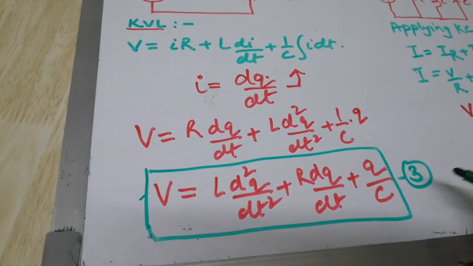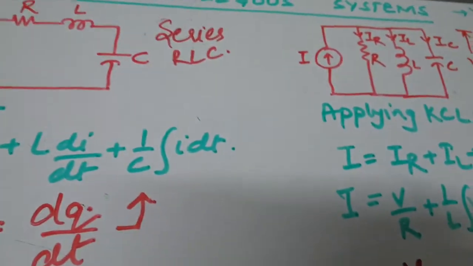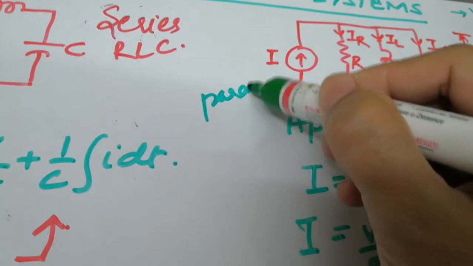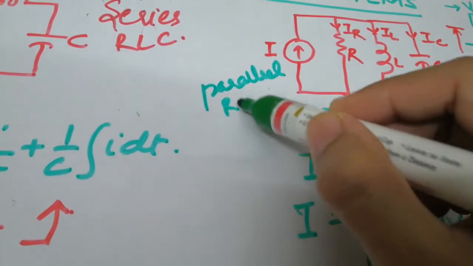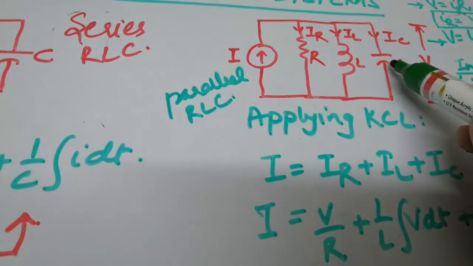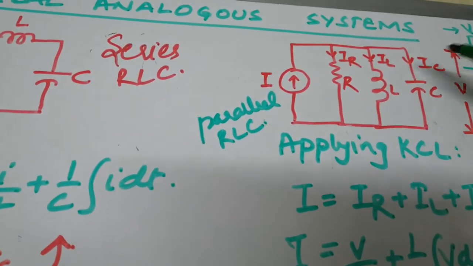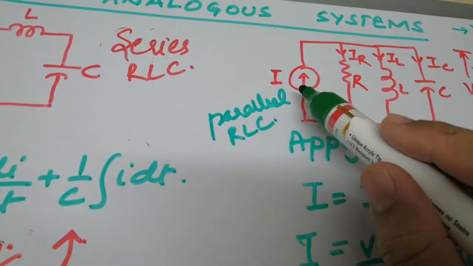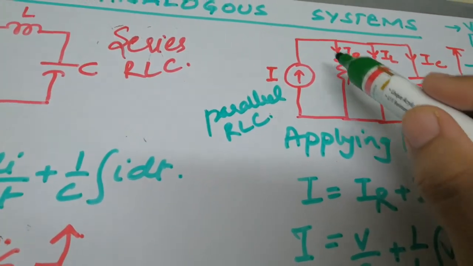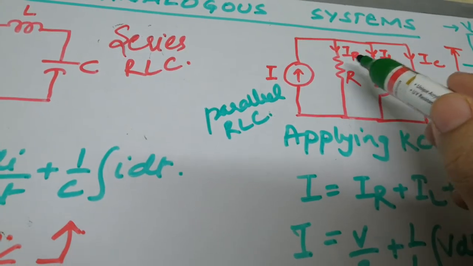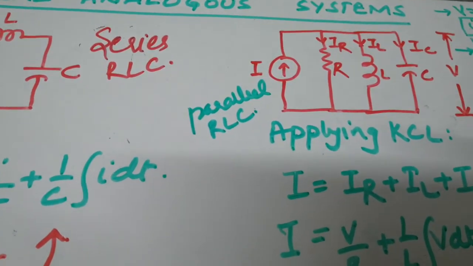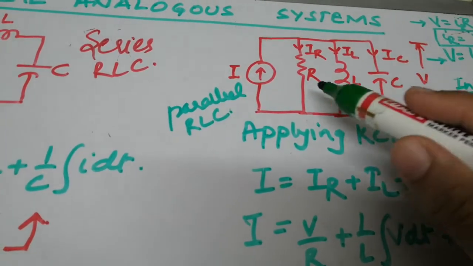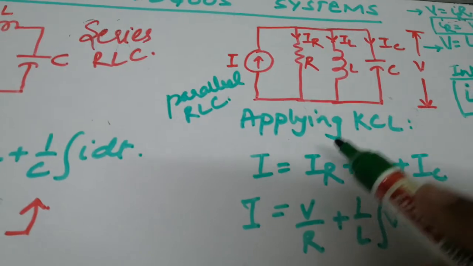We are now going to go with your parallel system. So this is our parallel RLC circuit, with R, L and C. Now we know that in parallel circuits, voltage is the same in all the parallel branches. This is the current that we have given. We have marked that the current that enters the resistance is IR, similarly IL, then IC. So voltage V is there across all these arms.